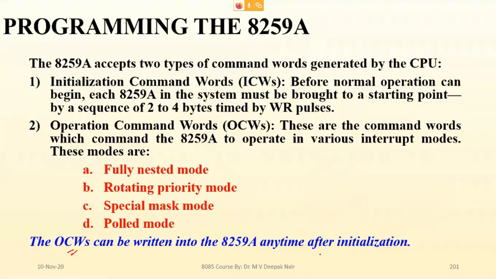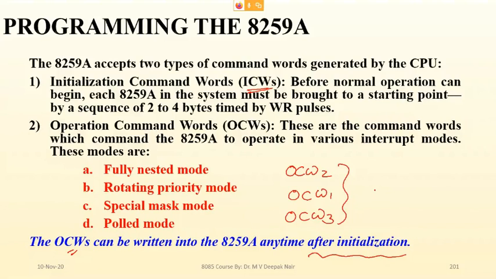Remember one more thing, OCWs can be called at any time after the initialization. That means once the ICWs are completed and the 8259 has started working, you can call an OCW at any time. And I told you OCWs do not need any sequence. You can call OCW2 first, then you may call OCW1, or then OCW3. It is your choice. There is no need to have any sequence.